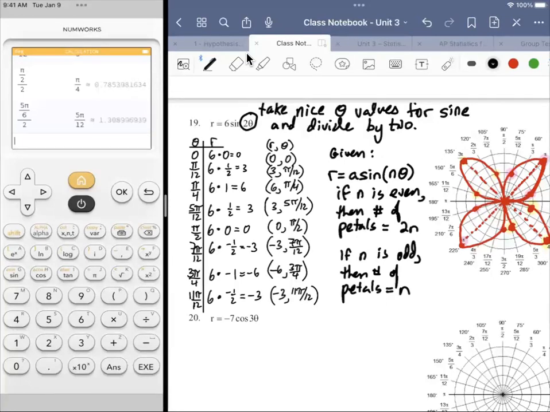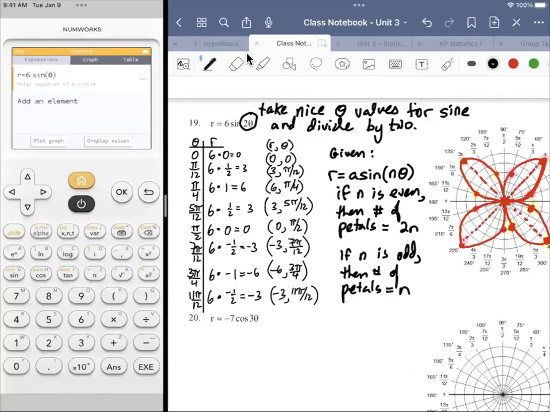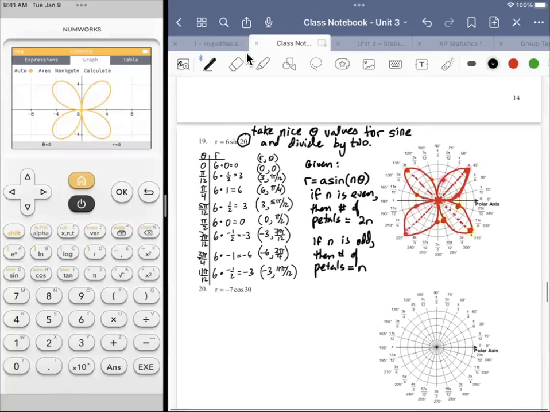All right. Now, in terms of the calculator, 6 sine theta, plot the graph. Sorry, 6 sine 2 theta. I'm going to arrange the window. All right, so we get that graph, which definitely looks a little nicer than mine.